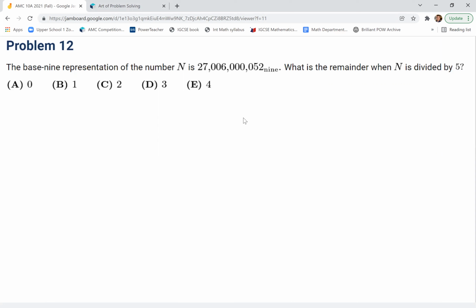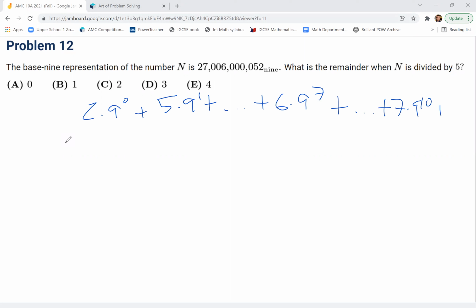Right, it essentially means the number where, instead of powers of 10, it's powers of 9. So if you were to write out the number, essentially what you're looking at is 2 times 9 to the 0 plus 5 times 9 to the 1 plus 0 times 9 to the 2 plus 0 times 9 to the 3 plus 0 times 9 to the 4 plus 0 times 9 to the 5 plus 6 times 9 to the 7 plus 0 times 9 to the 8 plus 0 times 9 to the 9 plus 7 times 9 to the 10 plus 2 times 9 to the 11, right?